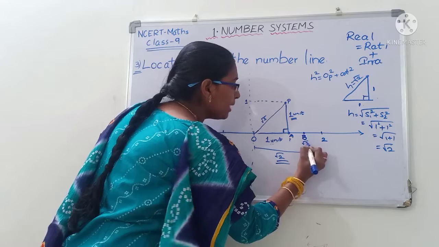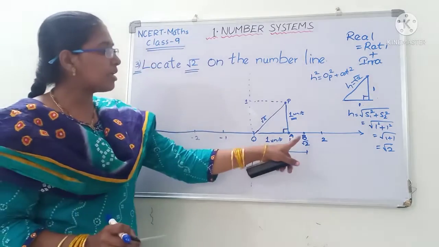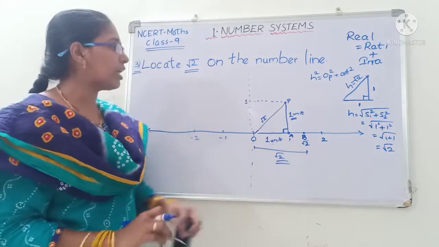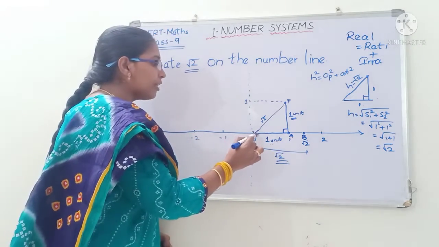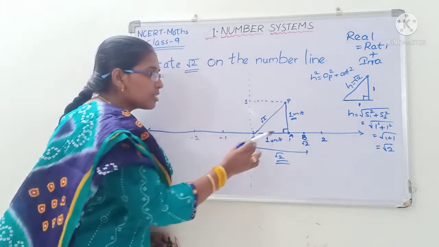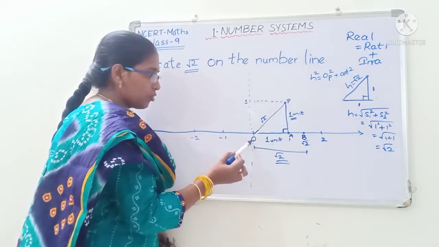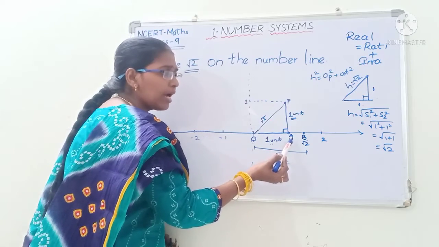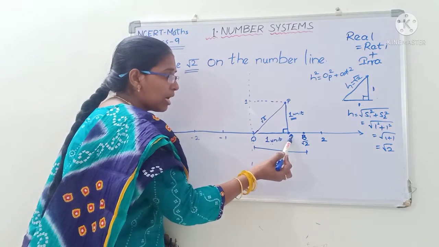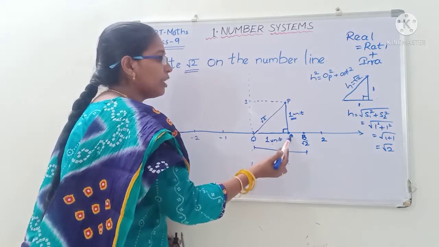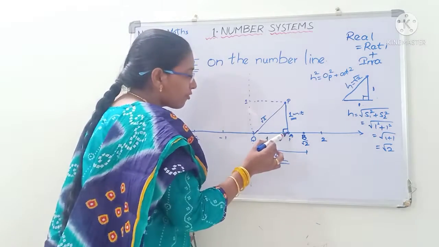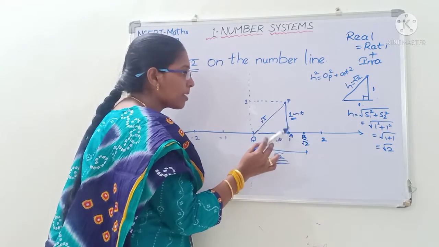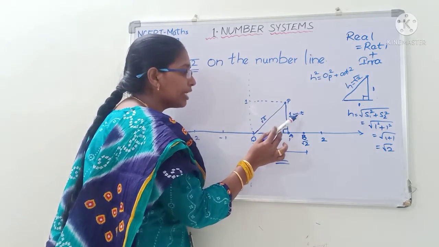Now you got point B. You located point B on the number line. It will be here, between 1 and 2. What did we do, children? We drew a number line. We marked 0, 1, 2 and so on. 0 is here, you can mark it as point O. Then at 1 unit length, you marked it as A. And from this point A, draw a perpendicular AP of length 1 unit.